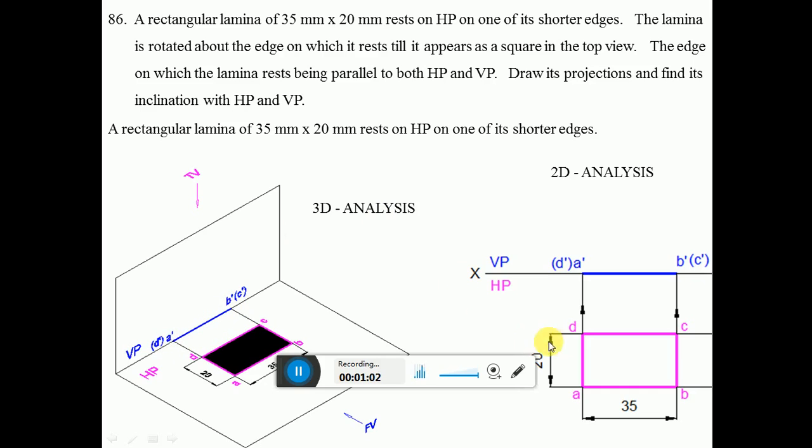So when you look from the 2D analysis, a shorter edge is AD and BC, both are perpendicular to VP. So obviously you are getting a point here. And this surface is parallel to HP. So I am getting the true shape here. And the surface is perpendicular to VP. So I am getting a line here.